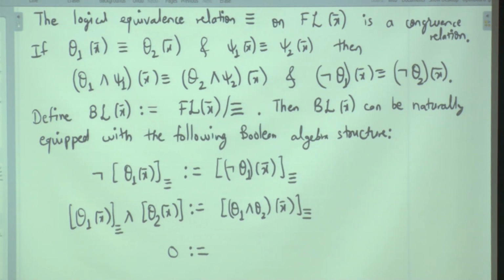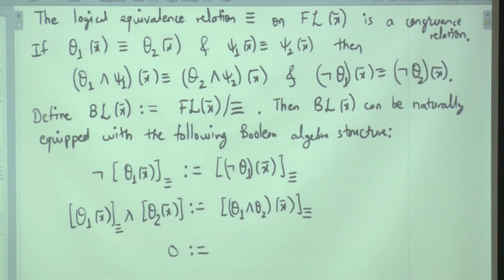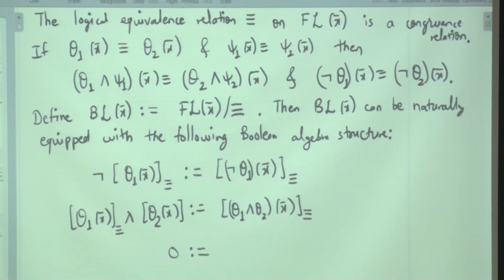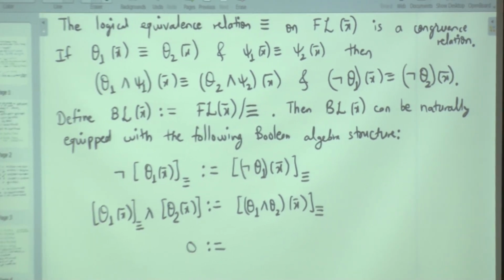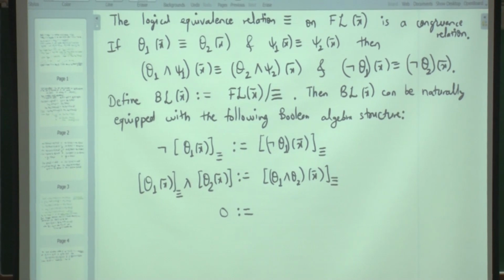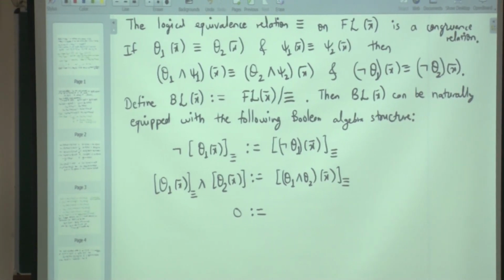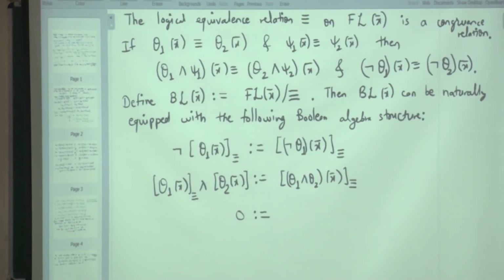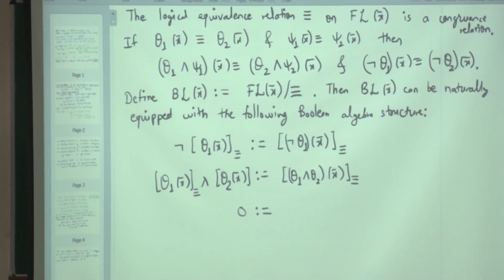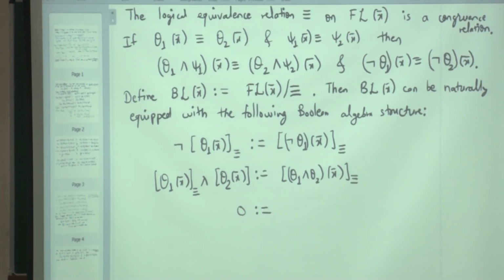The same 0. What is same 0? Theta 1 and negation. Theta 1 and? But do you know any formula exists? You always know one formula exists: negation x equal to x. Negation x1 equal to x1, right?